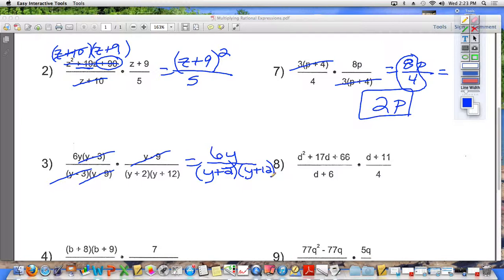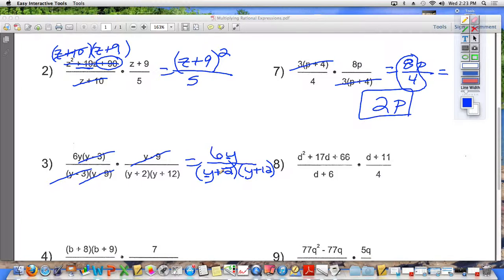Now, can I cancel out this y that's next to the 6 with this y right here? Could I do that? No. This is not a y. This is a y plus 2. We may only cancel out a y plus 2 with another y plus 2. This is being multiplied. These two things are being added on the bottom.